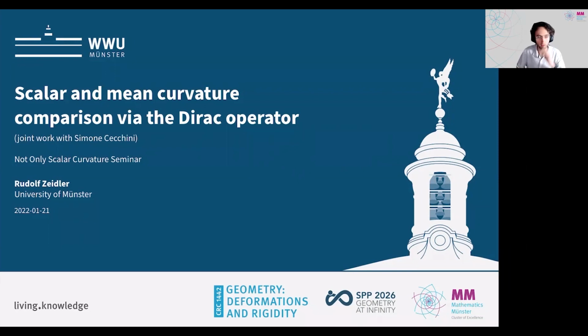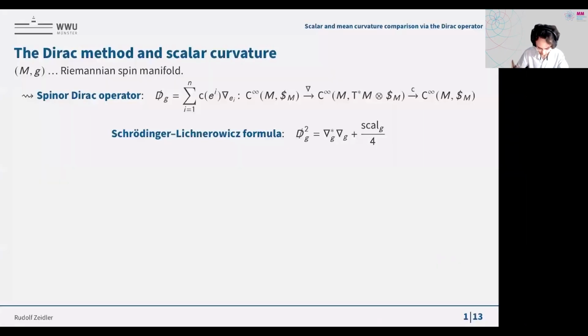So I will report here on a variety of joint work with Simone Cecchini on trying to use the Dirac operator to prove quantitative distance estimates in the presence of lower scalar curvature bounds. And maybe to start, and we have already seen this in the previous talk, let me give you a quick reminder on the Dirac method and scalar curvature.